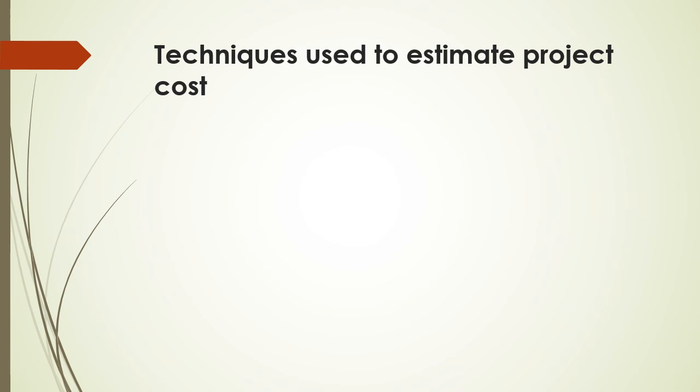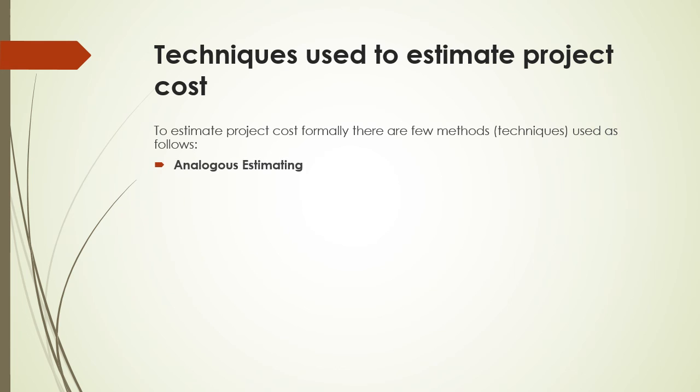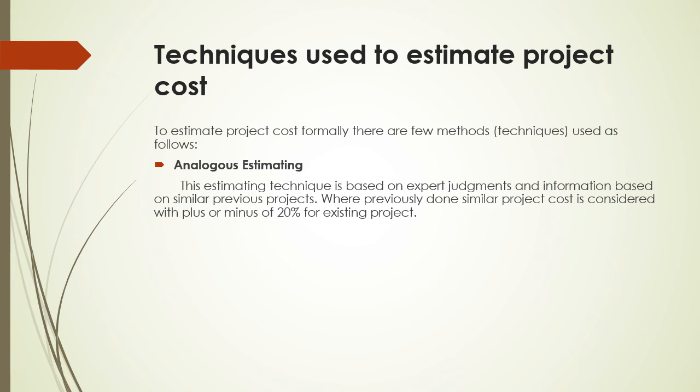Techniques used to estimate project costs. To estimate project costs formally, there are a few methods, as follows. Analogous estimating. This estimating technique is based on expert judgment and information from similar previous projects, where the previously done similar project's cost is considered, plus or minus 20%, for the existing project.